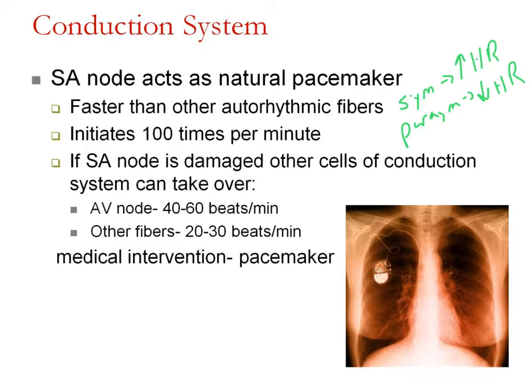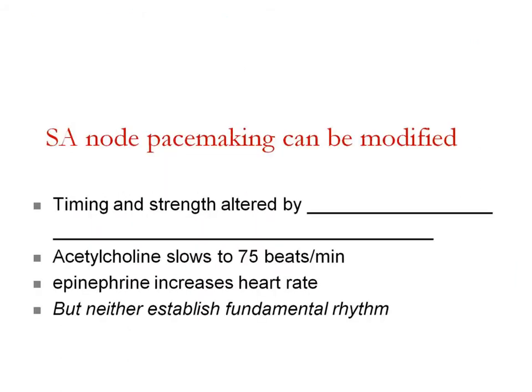All right, again, so your main heart rate is set by the pacemaker, but that can be modulated through the ANS, the sympathetic and parasympathetic nervous systems, and of course some hormones can do that too. Okay, so that's where we're at. So timing and strength of contraction is altered by the ANS and hormones.